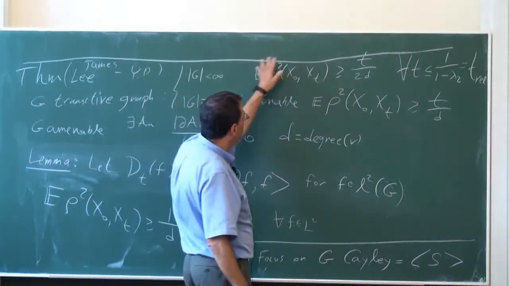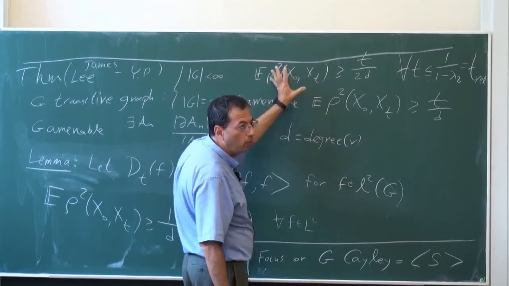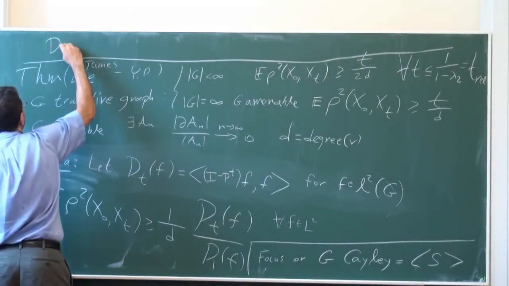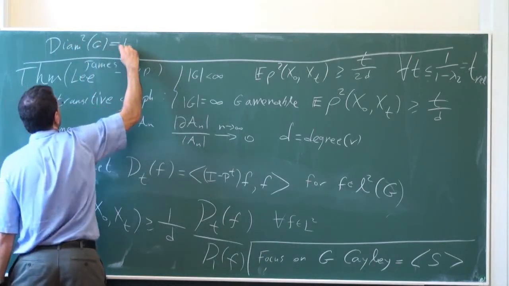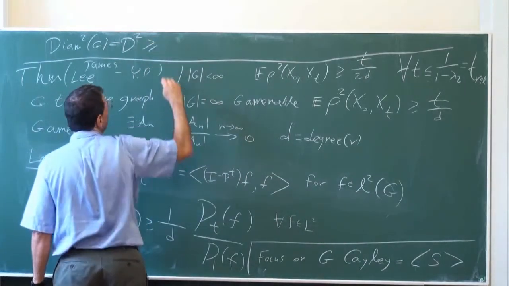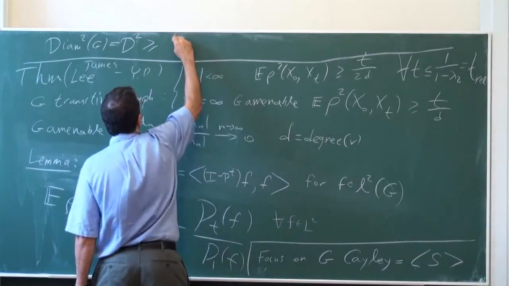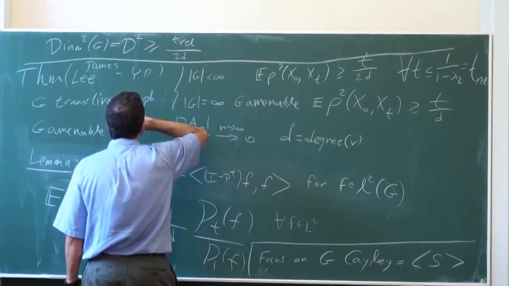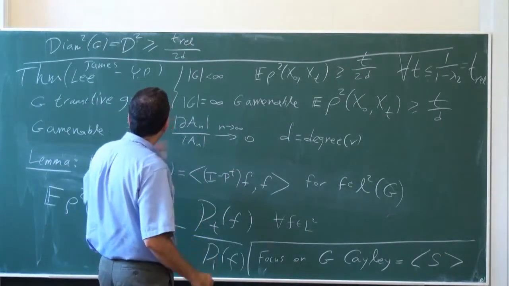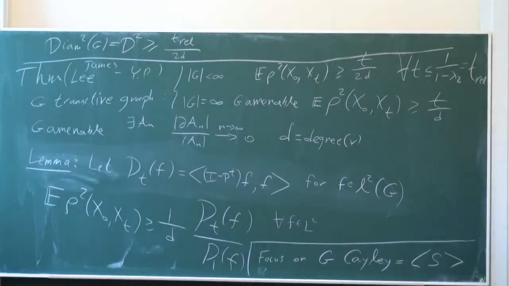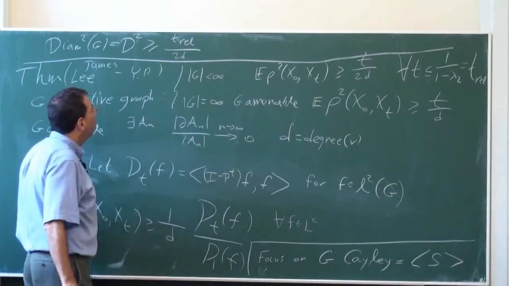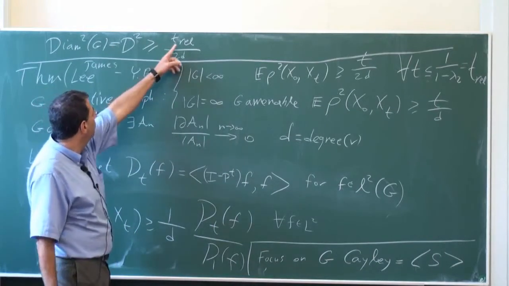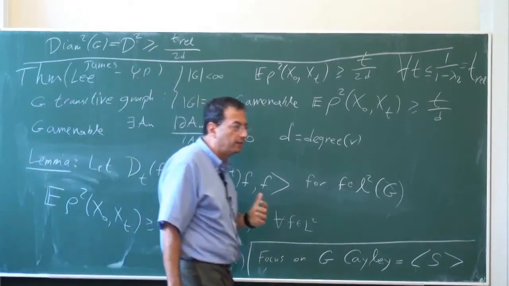Now, if we look at this quantity here, the expected distance squared, it's certainly at most the diameter squared. So the diameter squared of G, I'll just write it as D squared, is greater than t, and let's plug in the largest t that we're allowed to, which is this relaxation time, the inverse spectral gap, divided by 2d. Okay, so we get an inequality which was actually already known by different methods, due to Babai, Jerrum and Sinclair. It says that on any group and on any transitive graph, the relaxation time for the random walk is bounded by the diameter squared times twice the degree.